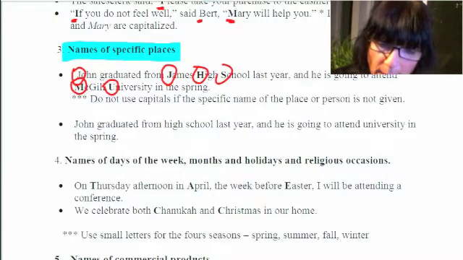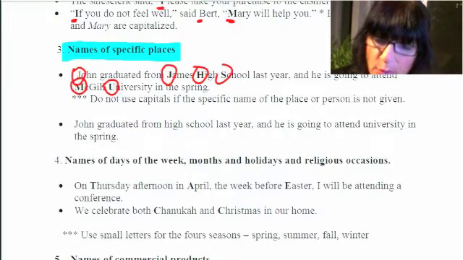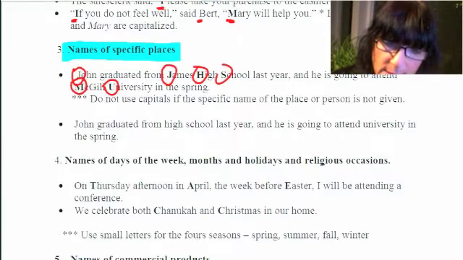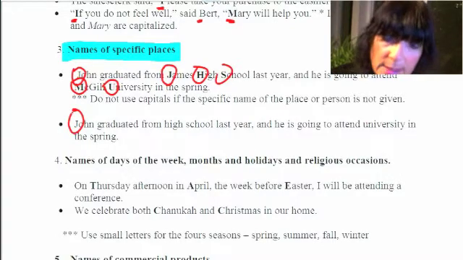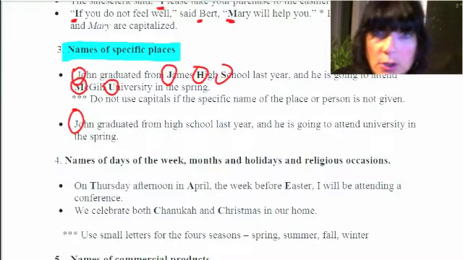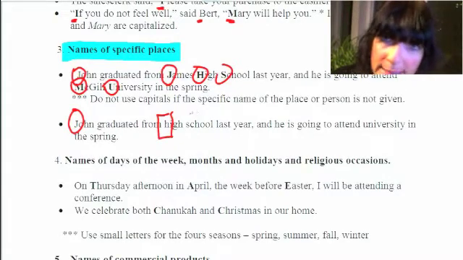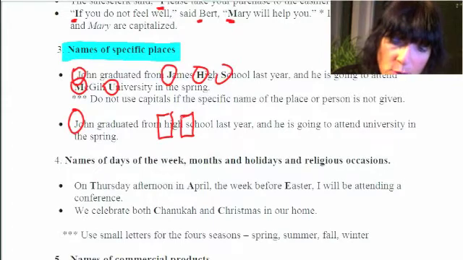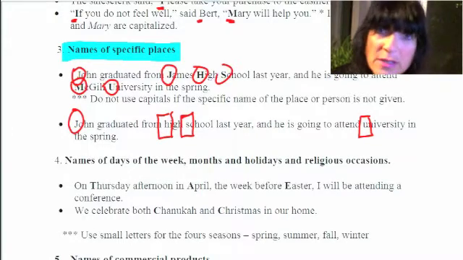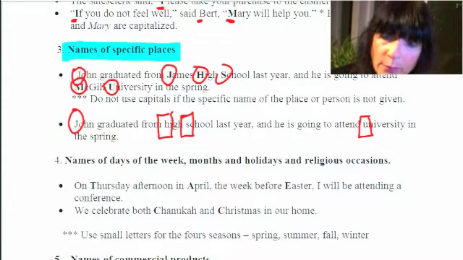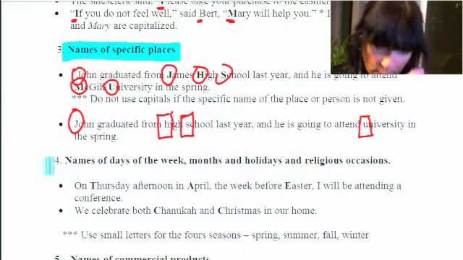So you do not capitalize, however, nouns if the specific name of the place or the person is not given. So in this next example, John graduated from high school last year and he's going to attend university in the spring. Please note that in this example, you would capitalize the first word John because that's his name, but you're not naming his high school. You're just saying he's graduating from high school. So you would not use a capital on the words high and school. And he's going to attend university, but it's any university. It's not the specific name of a university. And therefore, you would not capitalize the word university.